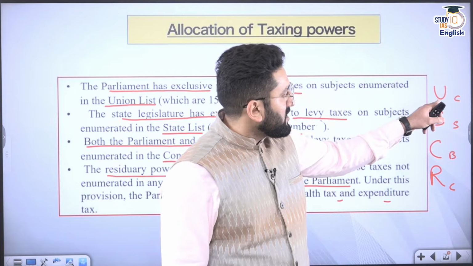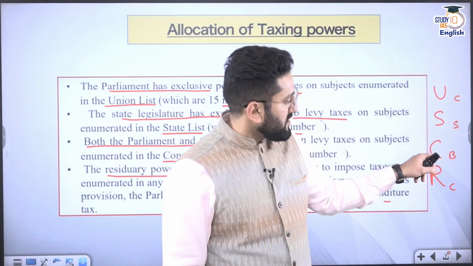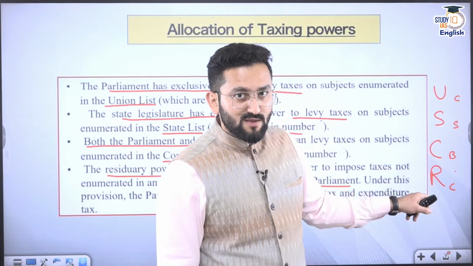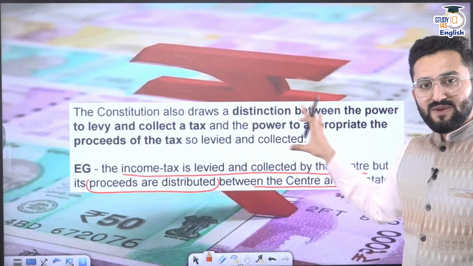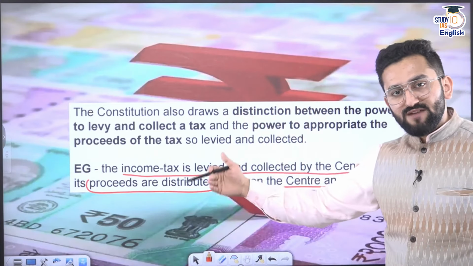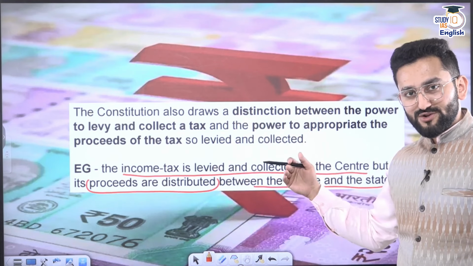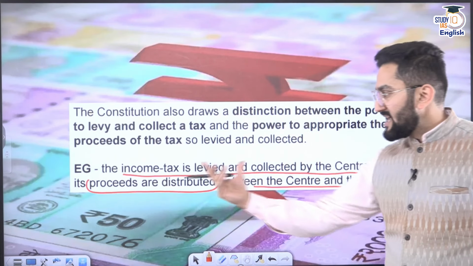Right? Union, center, state, concurrent, both, and when it comes to residuary, center. Okay. Now, I have explained to you the difference between levying, collection and appropriation. Okay. For example, income tax.